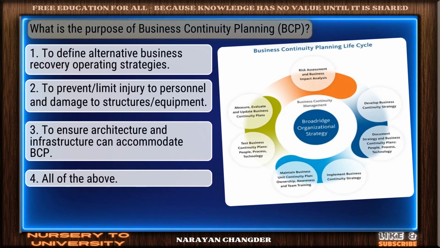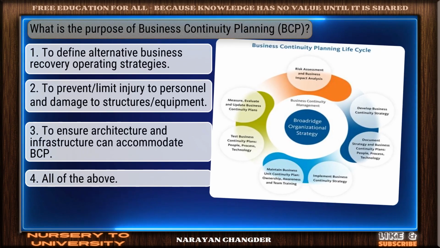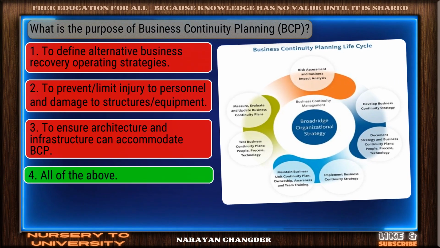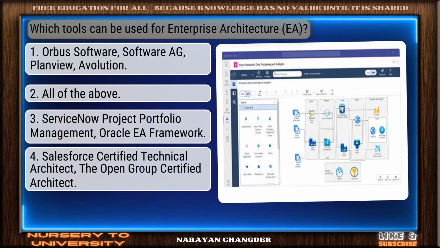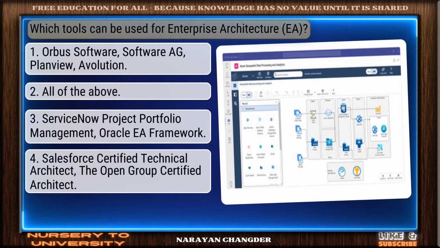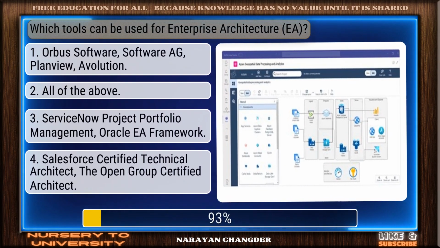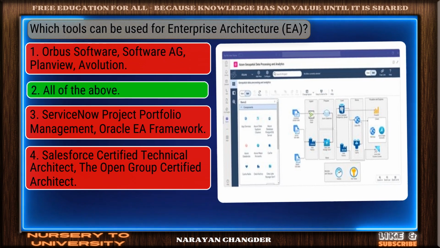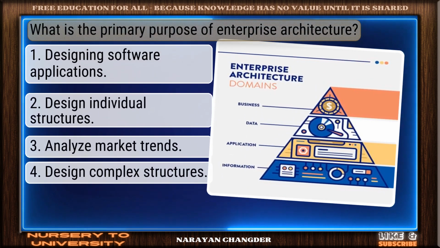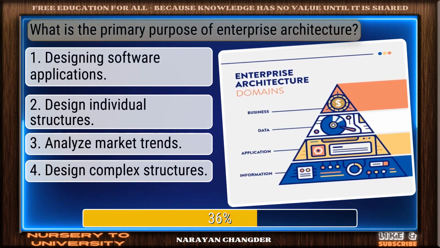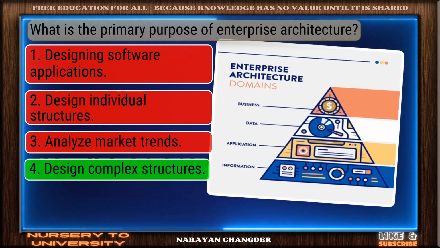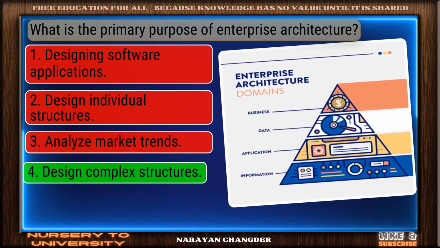Question number 47. What is the purpose of business continuity planning? Right again. All of the above is a valid answer. Question number 48. Which tools can be used for enterprise architecture? Good thinking. All of the above is the right answer. Question number 49. What is the primary purpose of enterprise architecture? Sharp thinking. Design complex structures is the right choice.